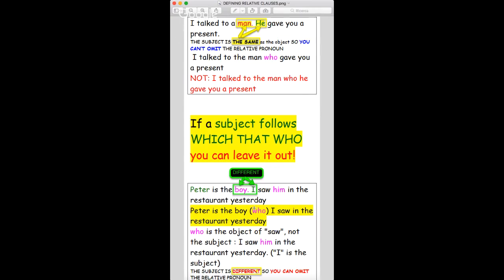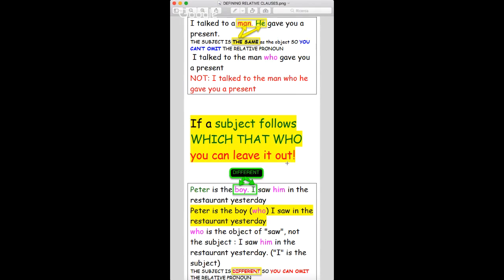Actually, in older grammar books, you'll find whom, but that's a little old-fashioned nowadays. Instead, you can also omit it. Peter is the boy I saw in the restaurant yesterday. Now, this kind of explanation is a little complicated. So recently, I realized that if a subject follows which, that, or who, you just leave it out, the which, that, or who. So let's have a look at the bottom.